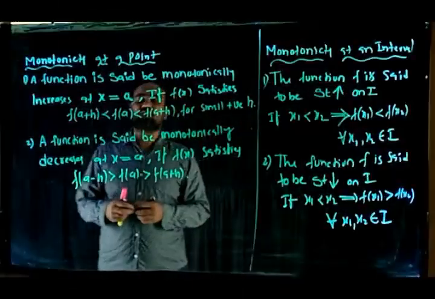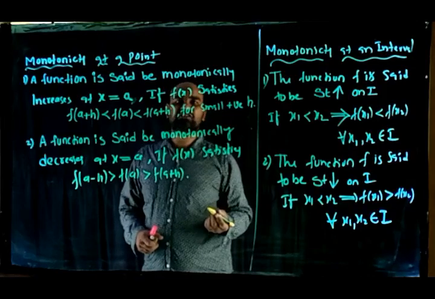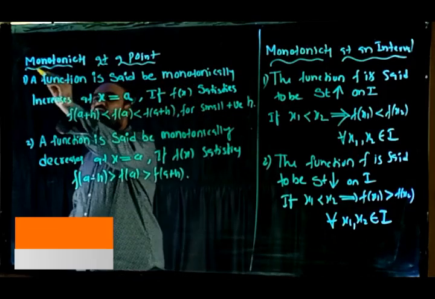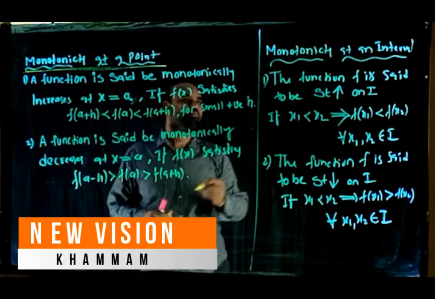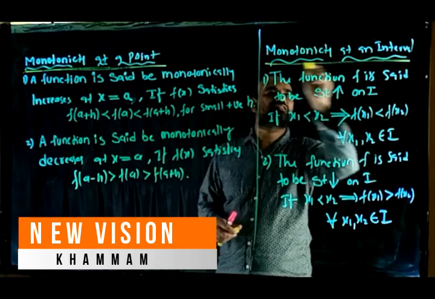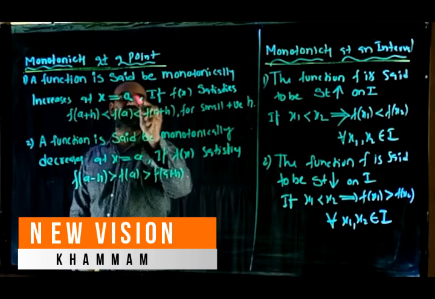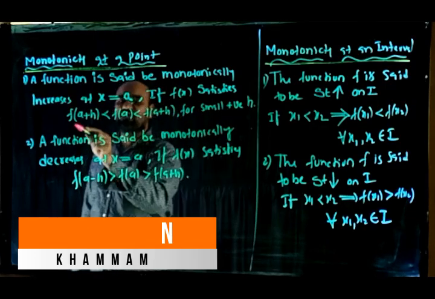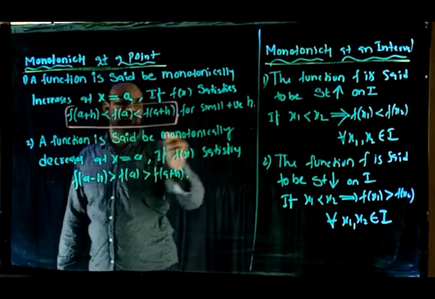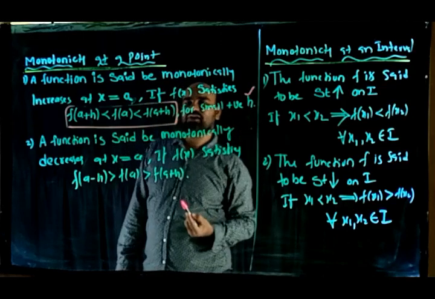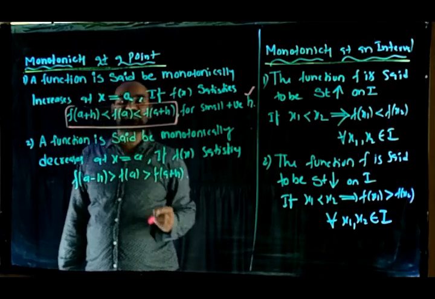Friends, now the final conclusion. Finding monotonicity of a function without using differentiation: monotonicity of a function at a point, and monotonicity of a function on an interval. A function is said to be monotonically increasing at x = a if f satisfies f(a − h) < f(a) < f(a + h) for a small positive real number h. If anywhere you get equality, then you can say that it is increasing. Otherwise, you can say strictly increasing.